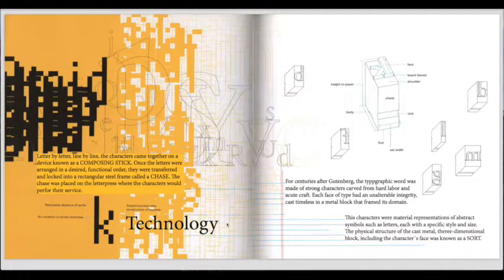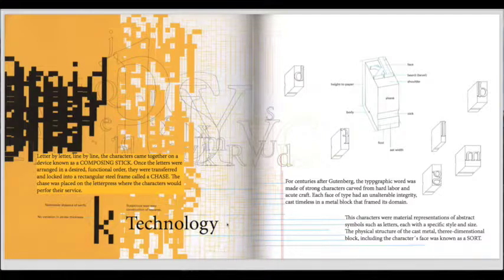Technology. Letter by letter, line by line, the characters come together on the device known as the composing stick. When the letters were arranged in the desired order, the words were locked in the rectangular steel frame called a chase. The chase was pressed and the letterpress characters would perform their service.